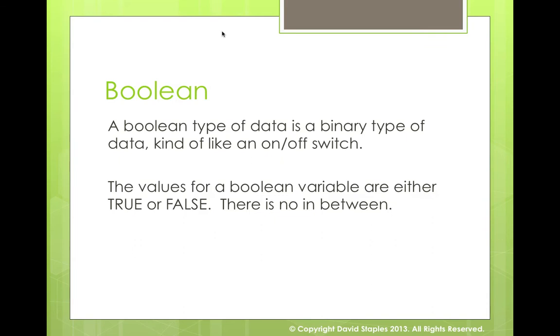The first one we call Boolean. A Boolean type is basically an on-off switch. Your light switch is typically either on or it's off. We don't support dimmers here, so the values that you'll store in there are typically either true or false. There's really no in between, no gray area. Like I said, it's a binary type of data, and we call this Boolean.